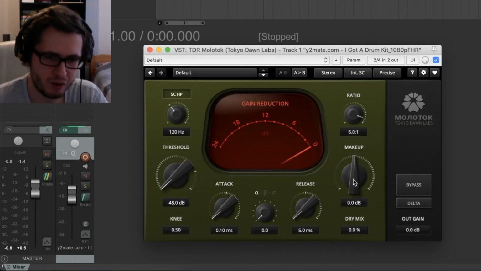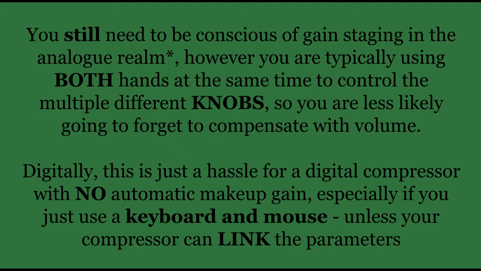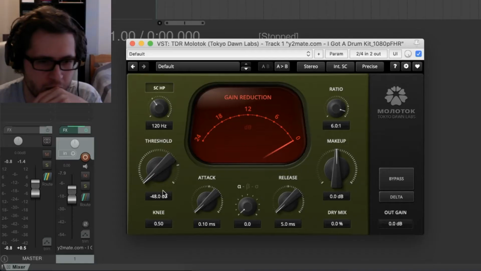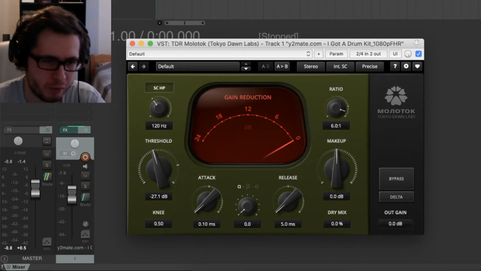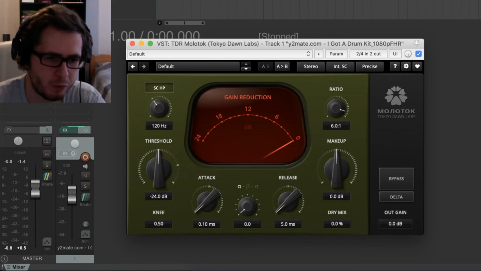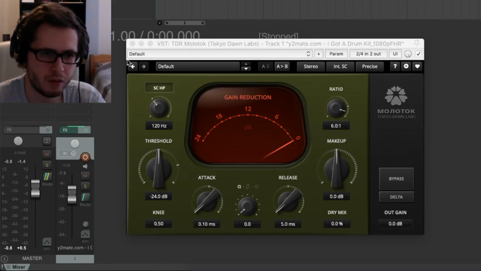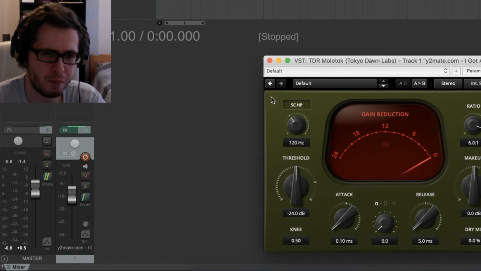Most compressors will have a makeup gain, which is unfortunate because whenever you use analog compressors, you don't have to worry about gain staging it as much. It typically doesn't affect the overall volume as much. If we double the threshold, so put it to -24, the choked sound is much less obvious, but it's still there.